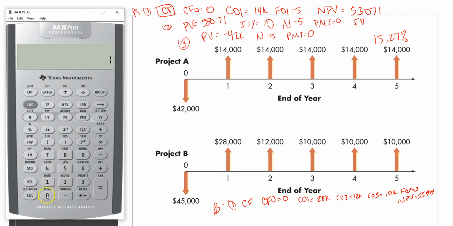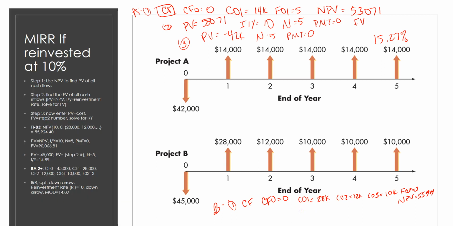Now step 2 says that we set this equal to our present value. Our discount rate is 10%. We have 5 years, and our payment is 0. So let's calculate our future value, and we get $90,066.80. So step 2: our present value was equal to the net present value from step 1, our discount rate is 10%, we have 5 years and no payments, and we get a future value, and I'm just using the absolute value of this, $90,066.